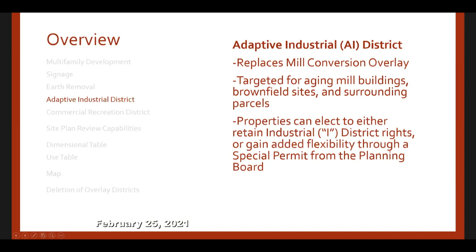And same with the dimensional table. The key difference here is if you want to do something different, you can gain added flexibility through a special permit from the planning board. And I'm going to go ahead and now open up, and I know I'm frozen at the moment, but I'm going to pull up the adaptive industrial amendment and walk through it.